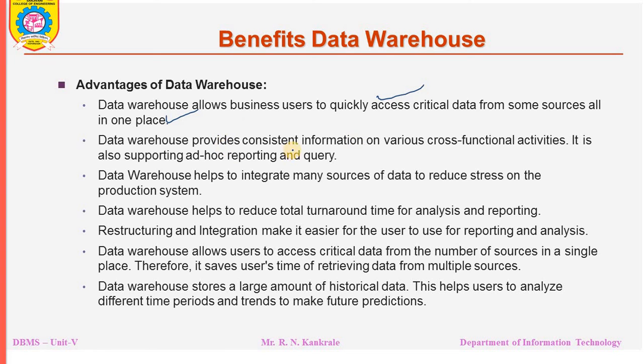A data warehouse provides consistent information, meaning correct information on various cross-functional activities. Cross-functional activities means if two departments are working together on an event, then the information about that particular event needs to be found. Let us consider the sales and purchase departments working on one event. In that case, such information needs to be found, and it should be consistent. It also supports ad hoc reporting, that is, temporary or day-to-day reporting. Queries are also given to the database.